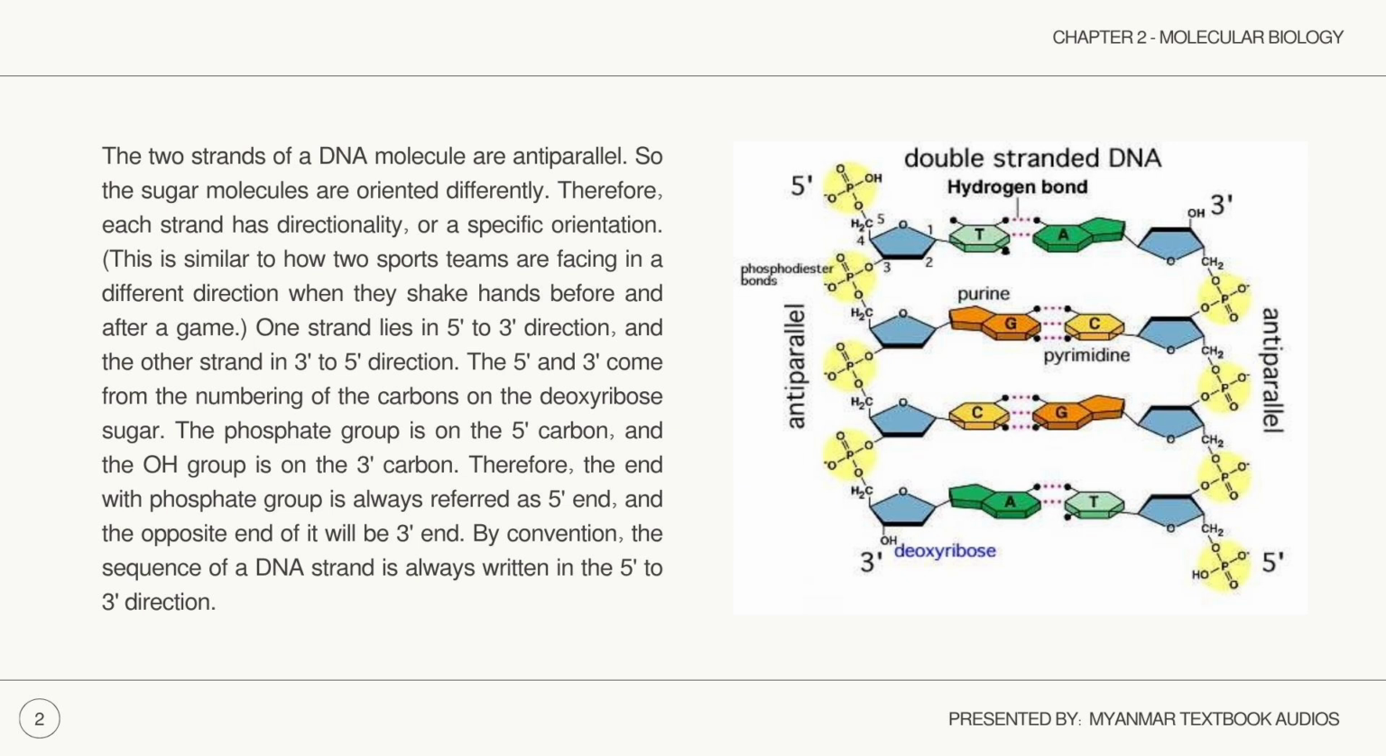The 5 and 3 come from the numbering of the carbons on the deoxyribose sugar. The phosphate group is on the 5-carbon, and the OH group is on the 3-carbon. Therefore, the end with the phosphate group is always referred to as the 5-end, and the opposite end of it will be the 3-end. By convention, the sequence of a DNA strand is always written in the 5 to 3 direction.